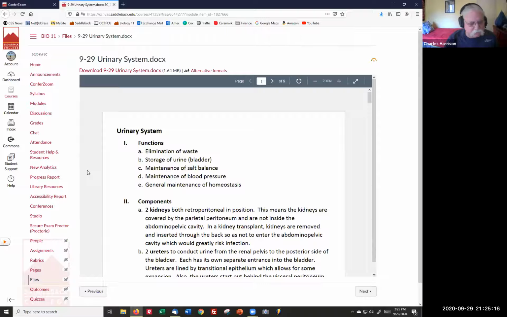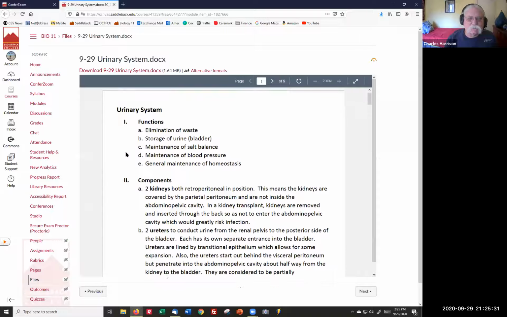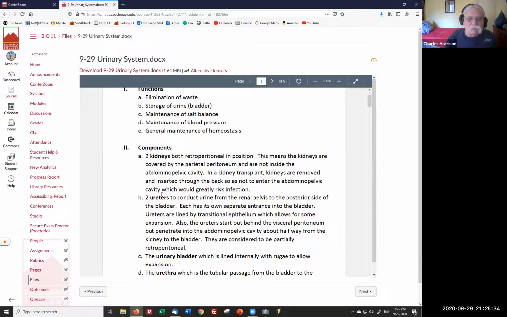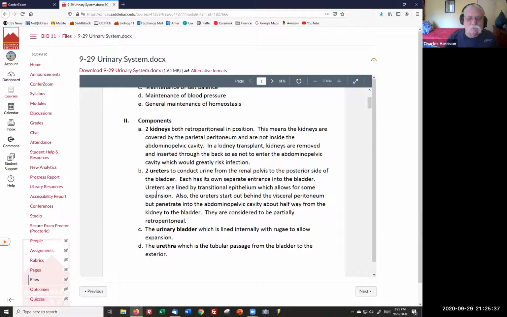Homeostasis, I think I defined it once before, is the status quo of the body when it's in a healthy state. Well, this part here is so simple, and it makes you think the rest is going to be, unfortunately, no. Two kidneys. The kidneys are retroperitoneal in position. That means they're not in the abdominal cavity. They are on the other side of the visceral peritoneum, between it and the body wall.